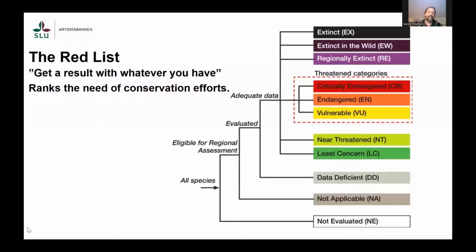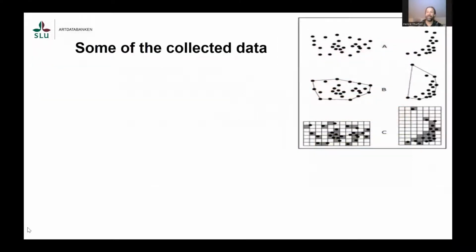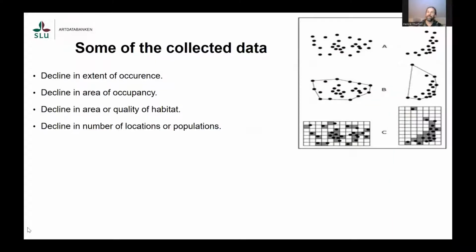First, the Red List is a way of ranking the need for conservation effort among species. It's a way we try to get a result with whatever data we have. A lot of different data is collected for the Red List, and here are some examples. Some can be used for estimated genetic indicators, and some can't.